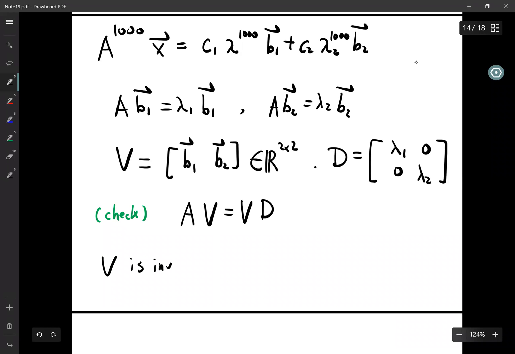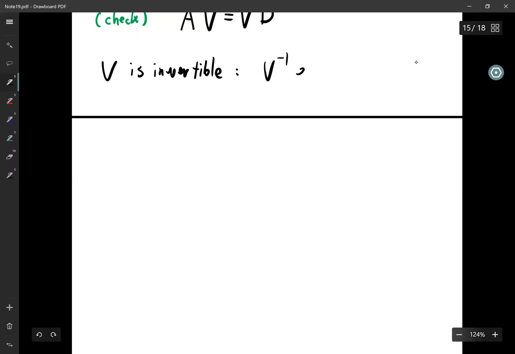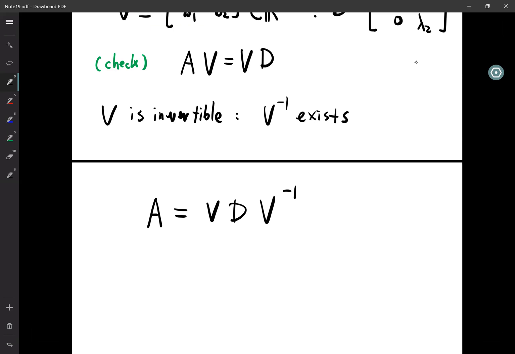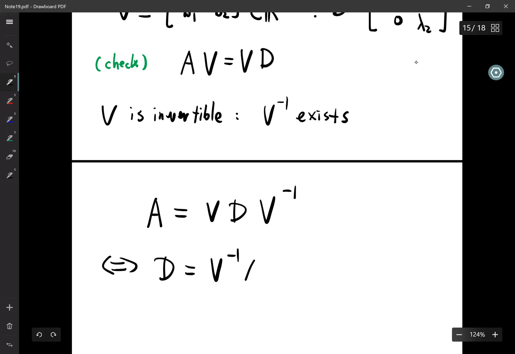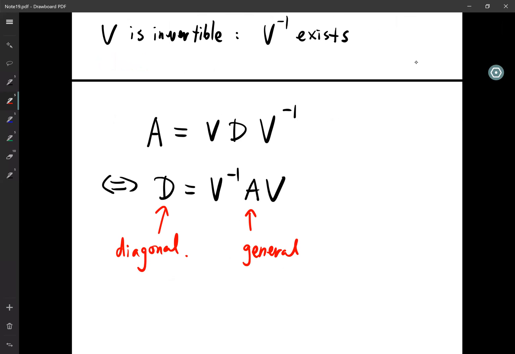V is invertible, which means V inverse exists. I now right multiply this equation by V inverse. I have A equals V D V inverse. Or this is equivalent to saying that D equals V inverse A V, if I left multiply by V inverse. Now you see, I use an invertible matrix and have converted a general matrix A to a diagonal matrix called D. And therefore, this procedure is called diagonalization.